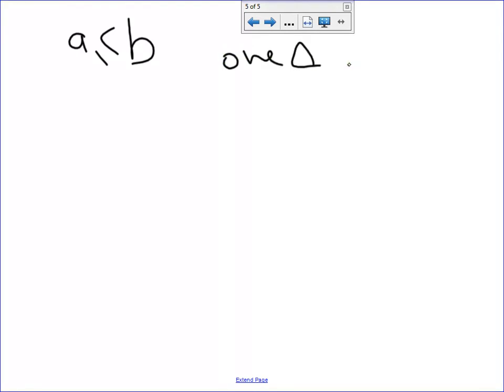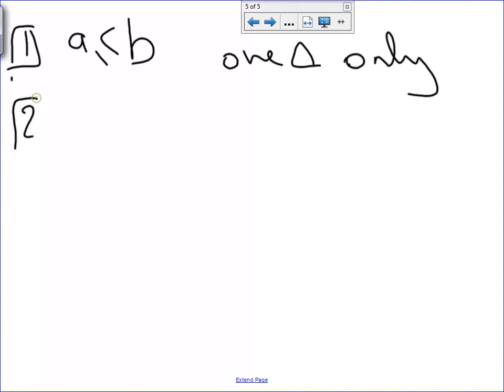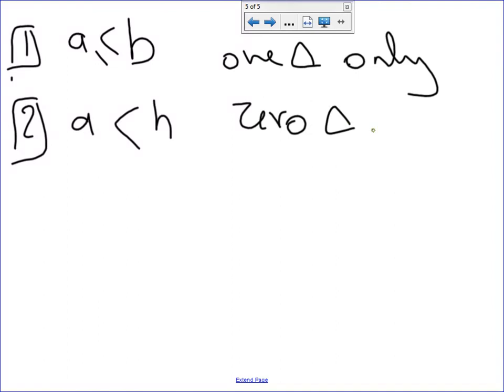So if A is smaller than or equal to B, we can draw only one triangle. Again, if A is smaller than B, we can draw only one triangle. But if A is smaller than the height, we have zero triangles. If A is smaller than B, we have only one triangle.